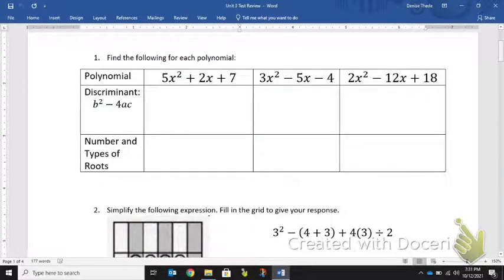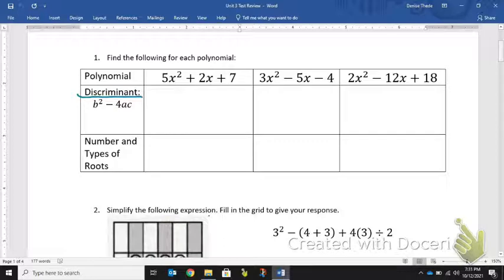Okay, so this is our review, and I'm going to talk through each problem and make sure you understand how to do each problem. So, number one says for the following, find the following for each polynomial. They give us a polynomial. We're not trying to solve it. We are just trying to find the discriminant, which is b squared minus 4ac, and tell how many roots and what type of root it is.